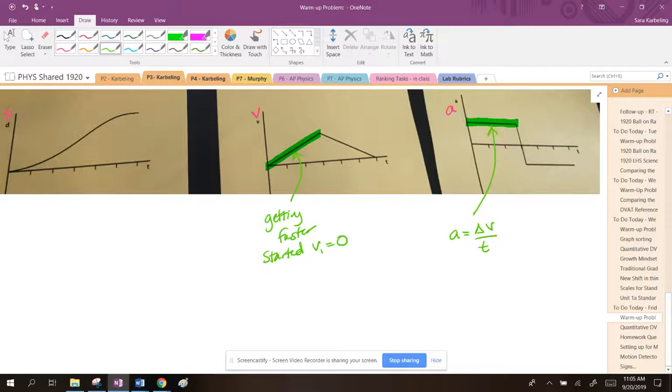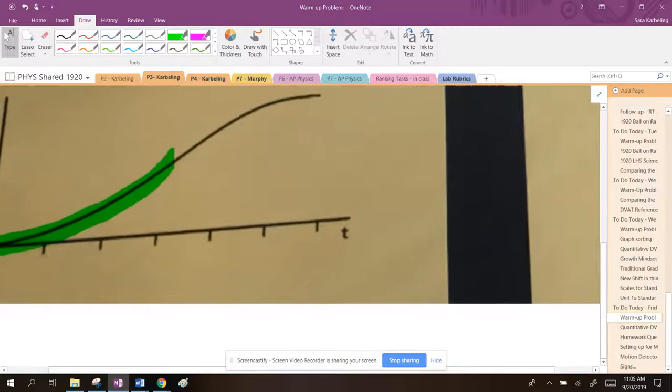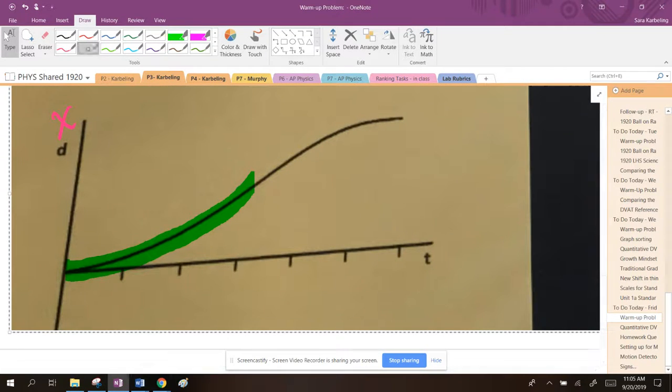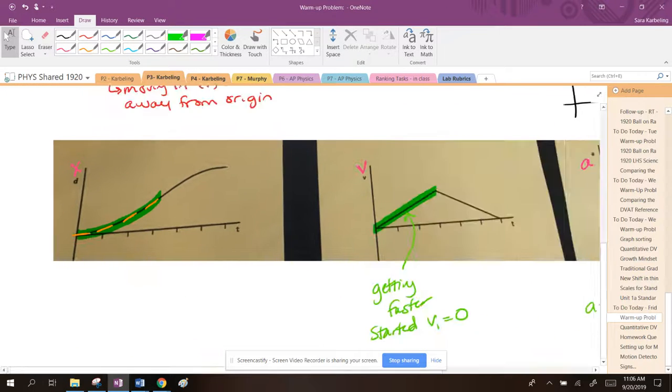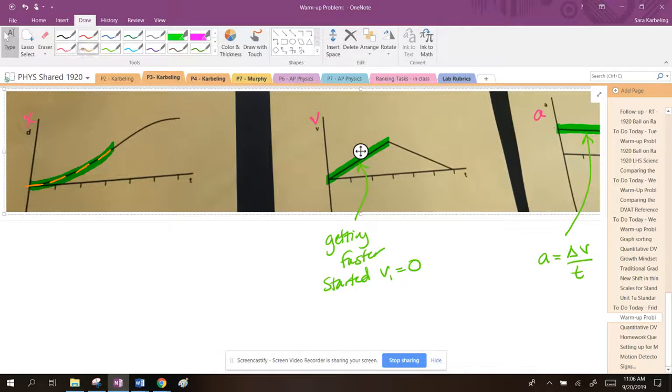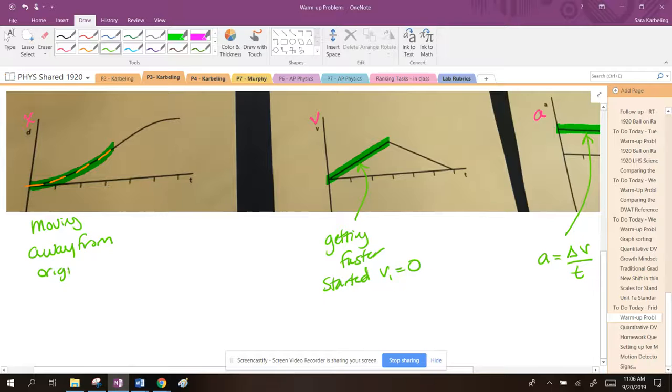Which means if we look at the position versus time graph, we're looking at this part right here. I'm going to zoom in here so we can see it. Whoa, that's so big. The slope of this line gets steeper and steeper. Do you see it? Yeah? Okay. It's going away from the origin. Moving away from the origin in the positive direction. Okay? Faster and faster and faster.